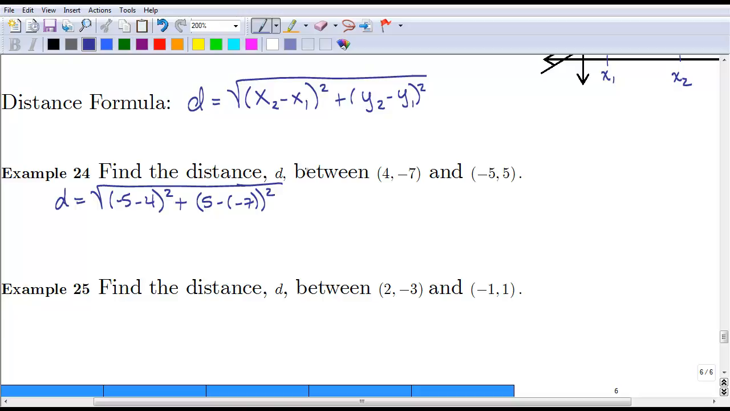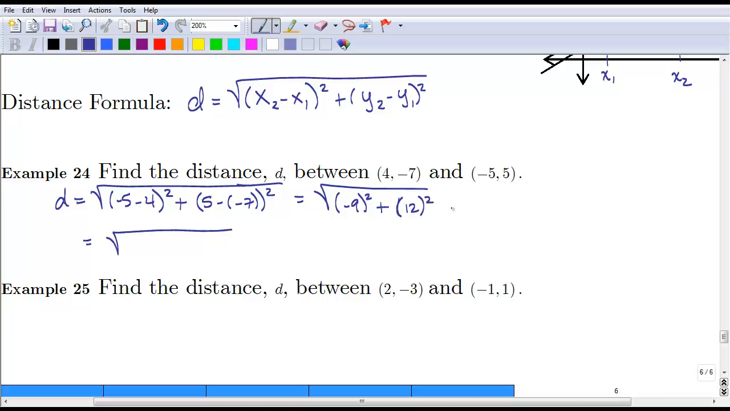And so this is where we need to be very careful with order of operations, because we need to make sure that we do that operation inside and then square the number that is left. So we end up with the square root of the quantity. We get -9 squared plus 5 minus -7 would give me 12 squared.